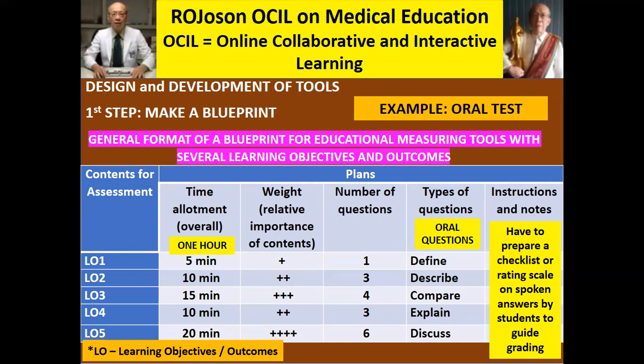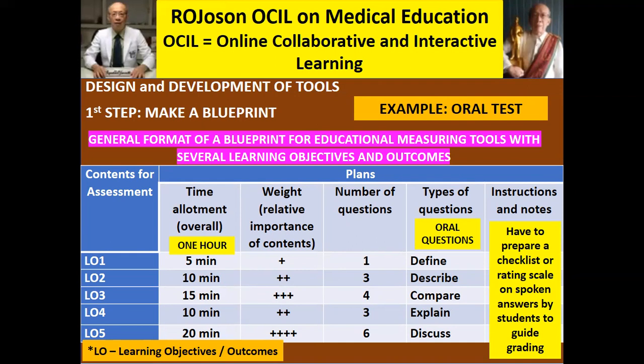Example of a blueprint of an oral test. Here, there's a breakdown. Overall it is 1 hour. So there's a plan to limit 5 minutes to a question for learning objective 1, and 20 minutes for learning objective 5.